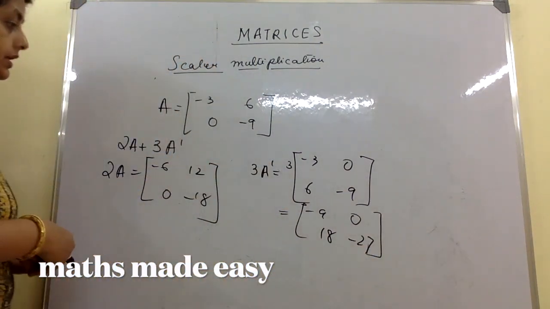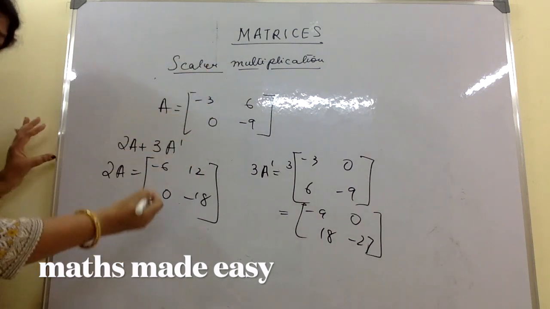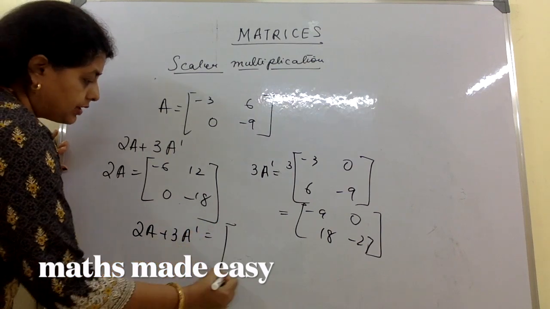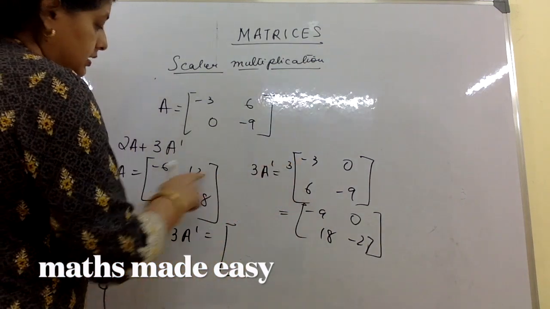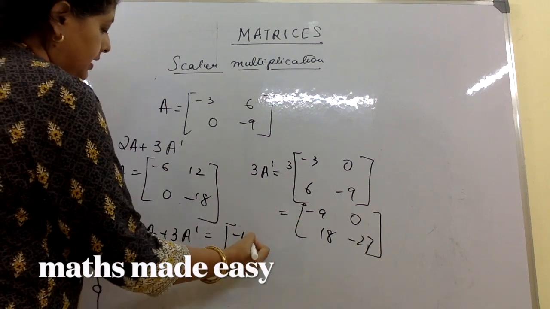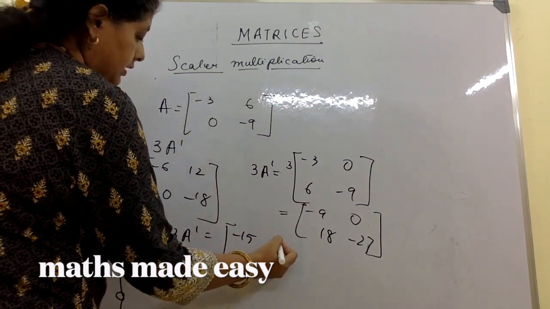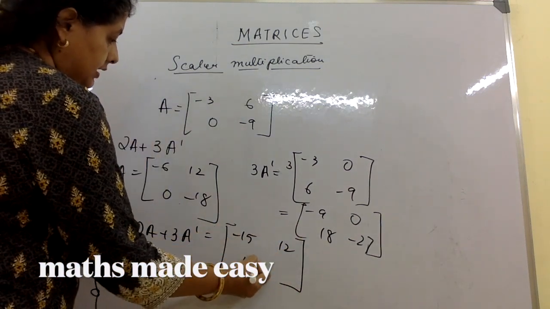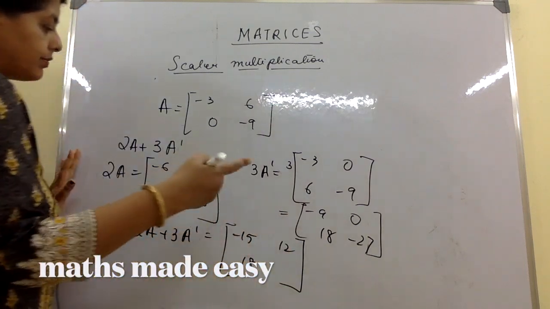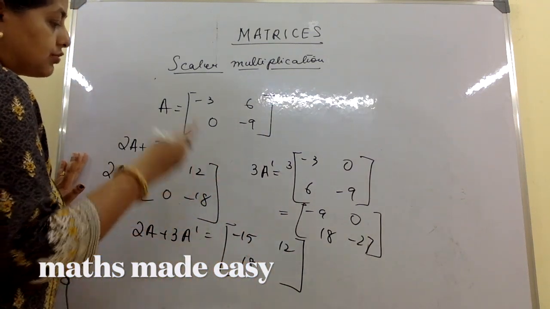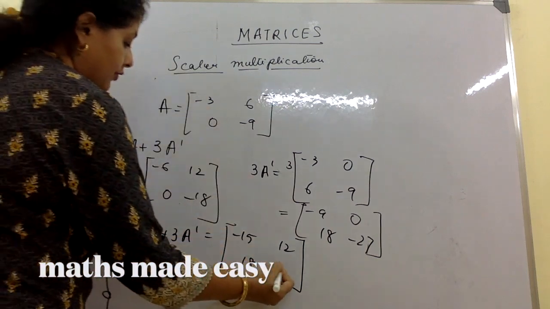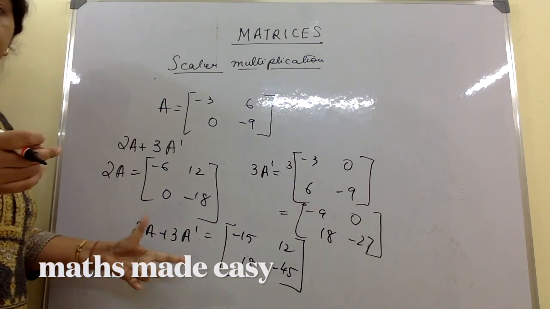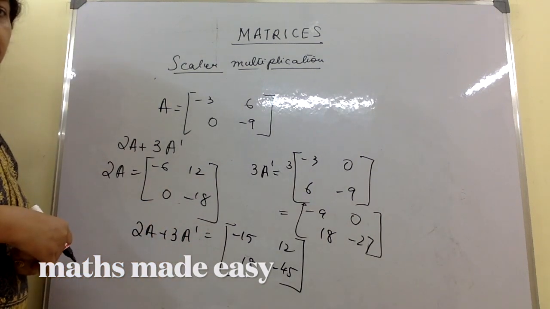So this is my 3A dash matrix. Now they have told us to add them. Even without writing them together, you can just add. Addition, you don't have to write them together. Minus 6 and minus 9 is minus 15, 12 and a 0 is 12, 0 and 18 is 18, and minus 18 and minus 27 makes it a minus 45. So this is where I have the 2A plus 3A dash matrix ready.